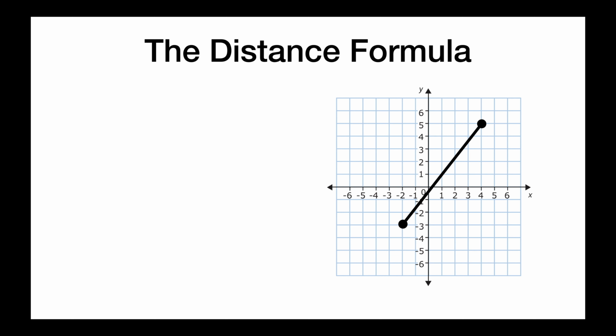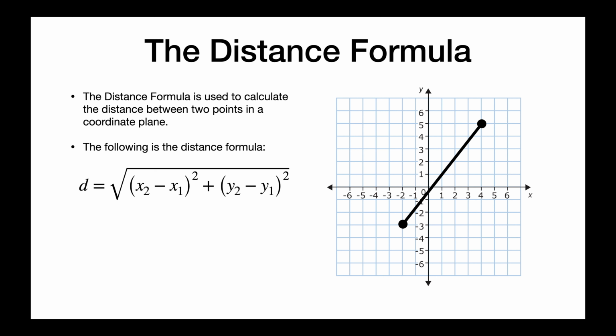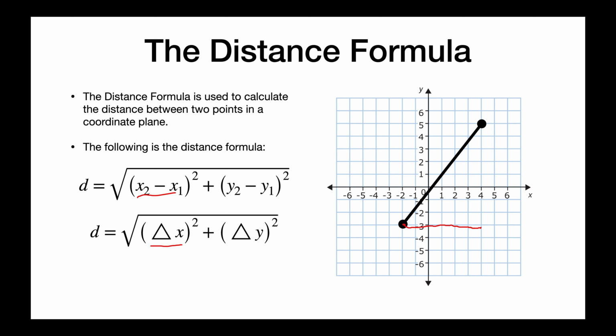So now let's talk about the distance formula. The distance formula is used to calculate the distance between 2 points in a coordinate plane. The following is the distance formula. Distance is equal to the square root of x2 minus x1 squared plus y2 minus y1 squared. Now, you can also write it like this because x2 minus x1 is the change in x, and y2 minus y1 is the change in y.